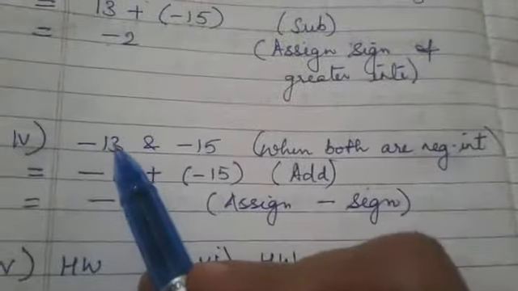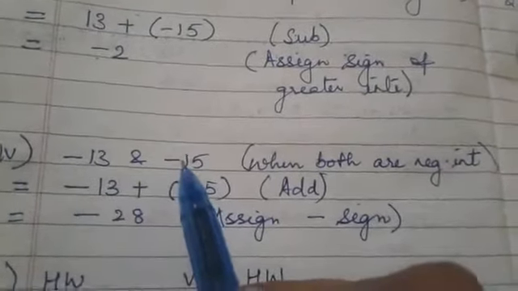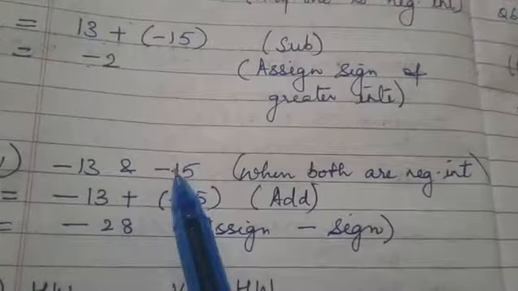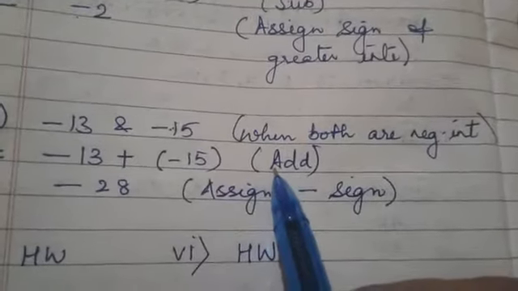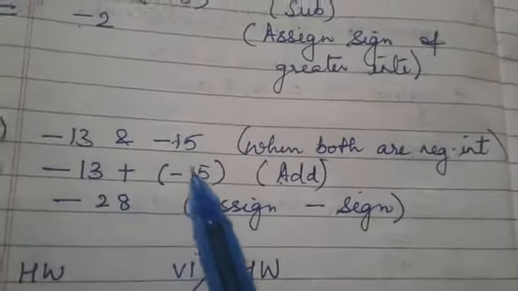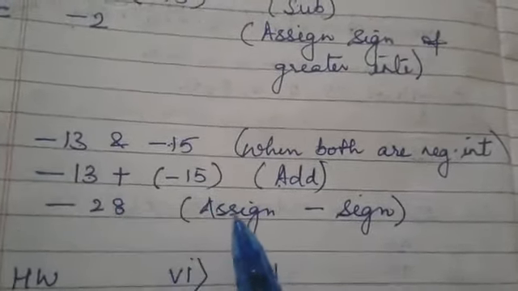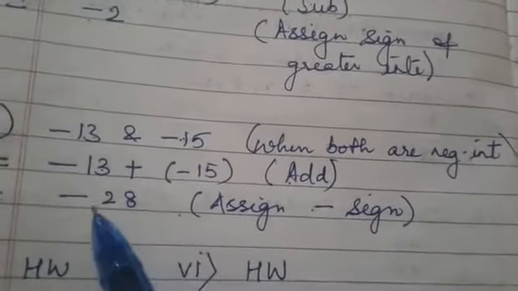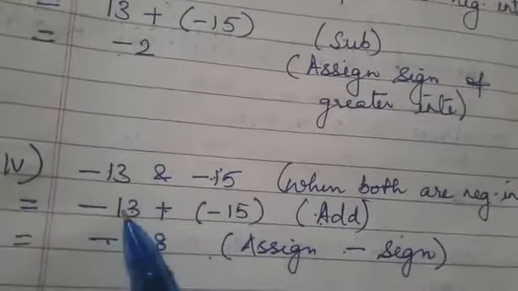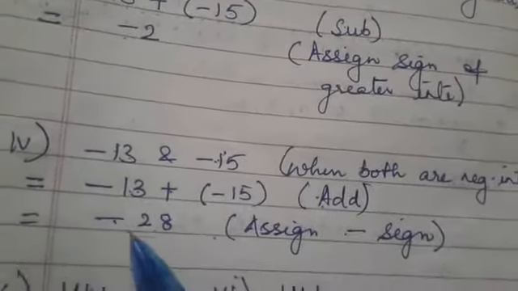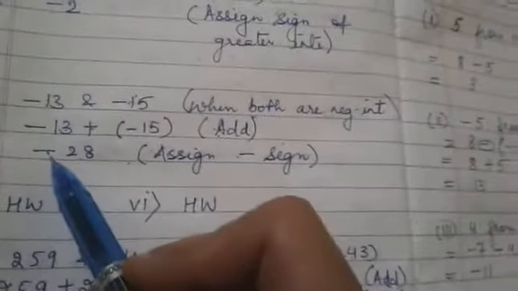The fourth one, minus 13 and minus 15. Both integers are negative. When both integers are negative, you have to add the numbers. So 13 plus 15 is 28 and assign the minus sign. So I have assigned the minus sign here. Means when both the integers are negative, add them, 13 plus 15, 28, and assign the sign of minus. These are the rules of addition.